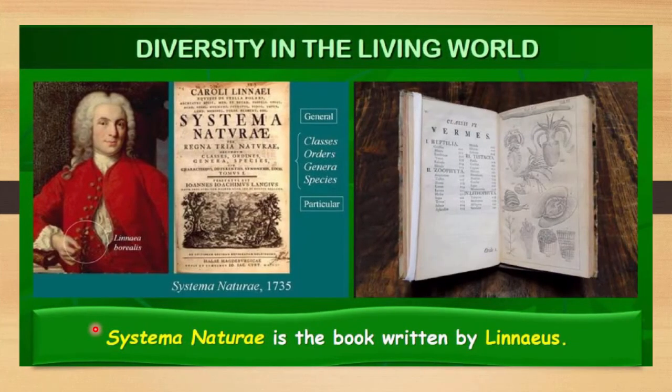The first scientist who wrote a book on biodiversity arranged all the organisms in a systematic way. He wrote one book called Systema Naturae. Here you can see he classified the organisms into classes, orders, genera, and species, from general to particular. He wrote Systema Naturae in 1735, and afterward all the sciences related to classification evolved. So he is also considered the father of classification.